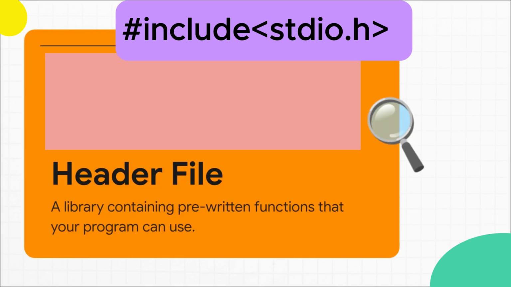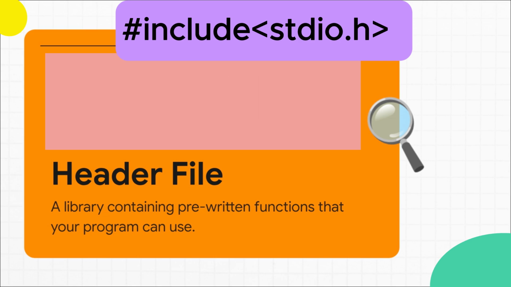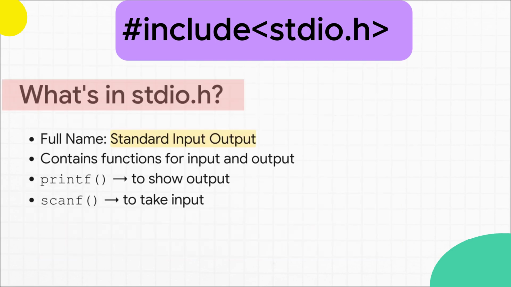So what in the world is a header file? Well, the easiest way to think about it is like a toolbox. It's a library that's full of pre-written, ready-to-use tools, we call them functions, that we don't have to build from scratch. By including it, we're essentially just grabbing that whole toolbox for our project. The specific toolbox we're grabbing here is called Standard Input Output. That's short for stdio.